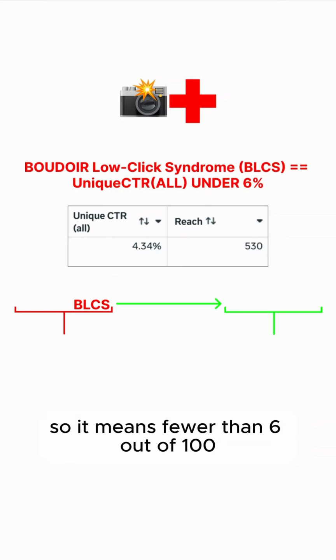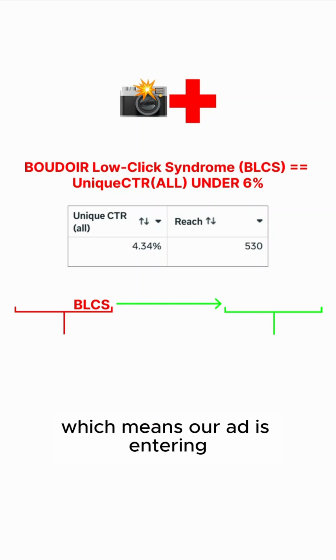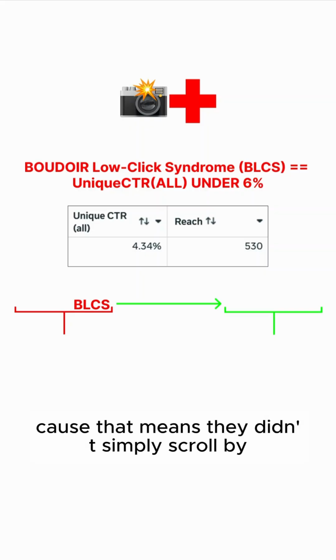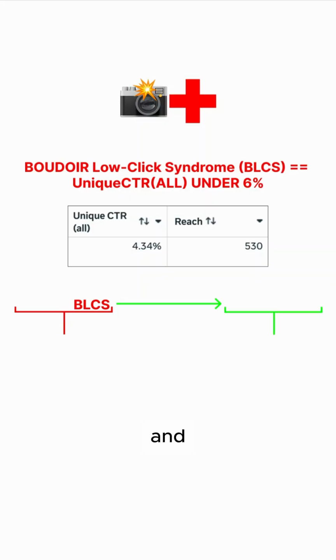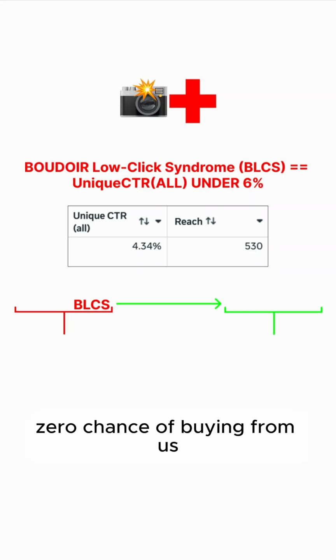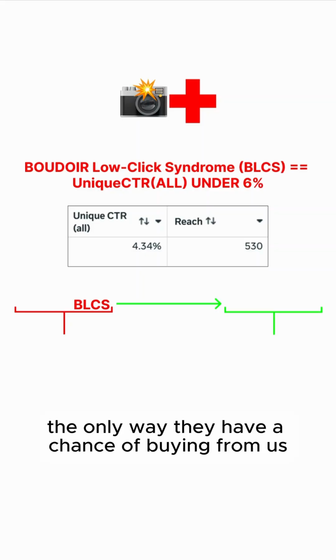So it means fewer than 6 out of every 100 women are clicking somewhere on our Boudoir Facebook ad, which means our ad is entering fewer than 6 out of 100 women's brains, because if they clicked on it, they didn't simply scroll by. And that means fewer than 6 out of every 100 women have a non-zero chance of buying from us. The only way they have a chance of buying from us is if our ad enters their brain.